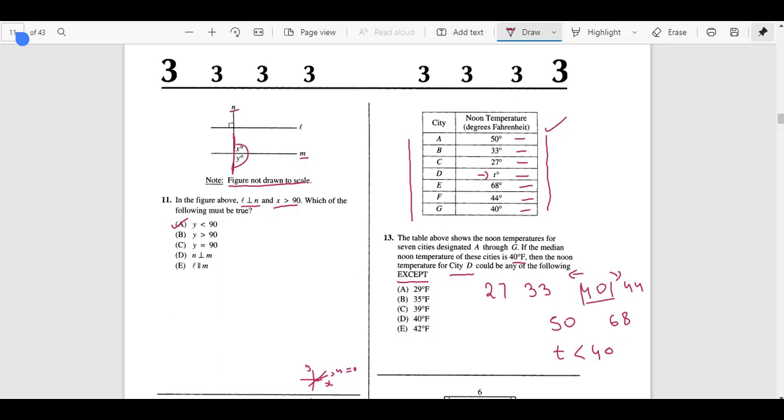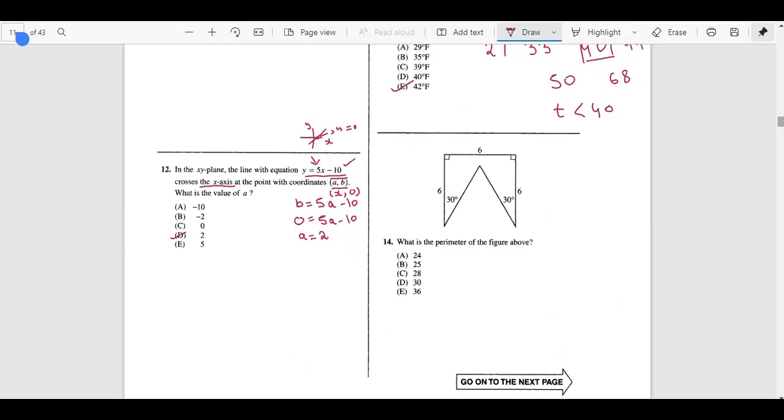29 degrees, yes, 29 could be an option. We need to find the except. 35 could also be an option, right? But E cannot be the answer because it is 42. It is greater than 40. If it is greater than 40, it means it is coming somewhere here, and then clearly 40 cannot be the median. So E is the option, right? Are you clear with this? Yes, ma'am. Okay.